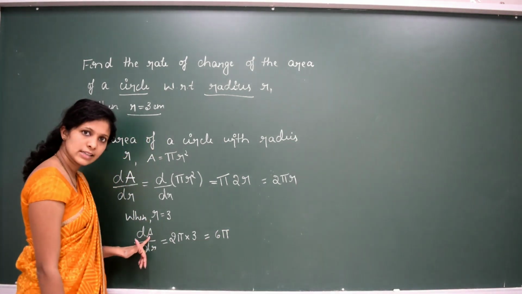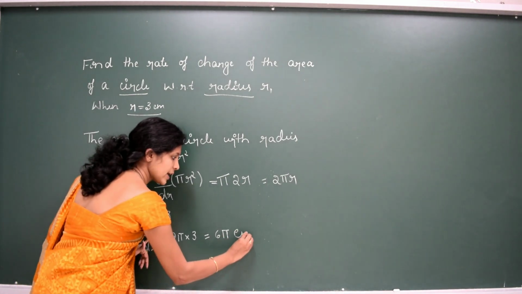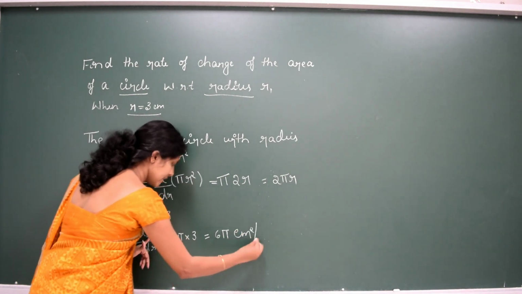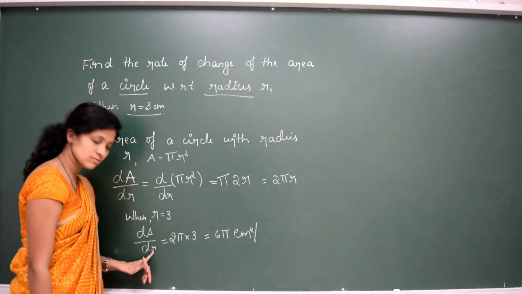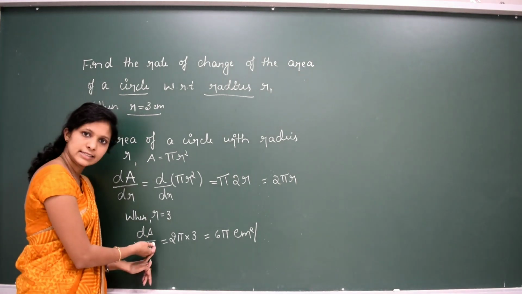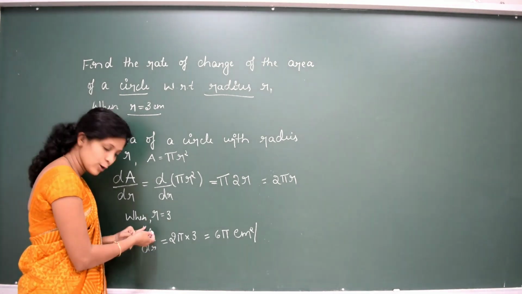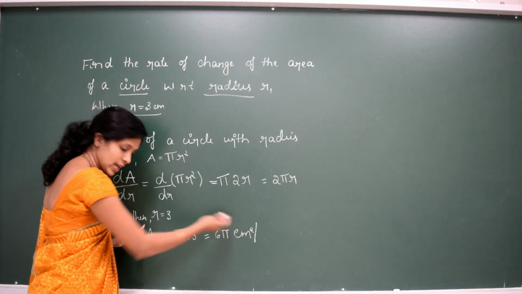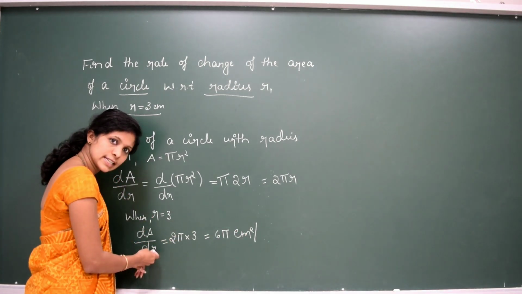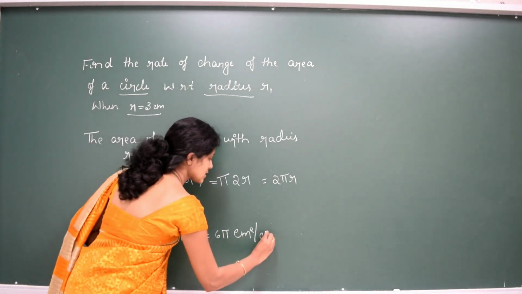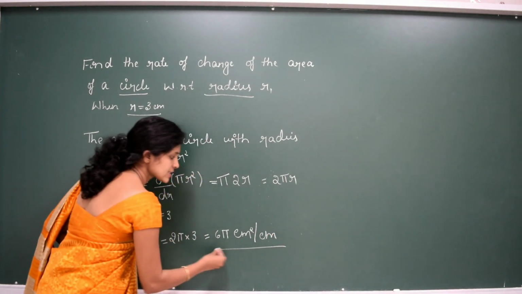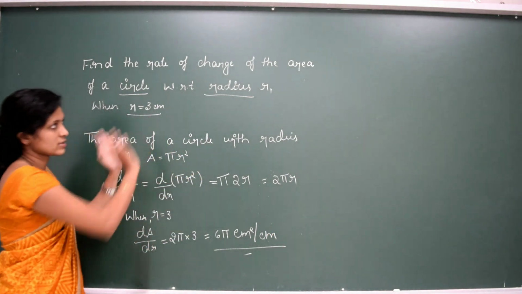Area of a circle is given in centimeter square, right? Radius of a circle is given in centimeter. So the rate is 6 pi centimeter square per centimeter. So this is the answer for this given question.